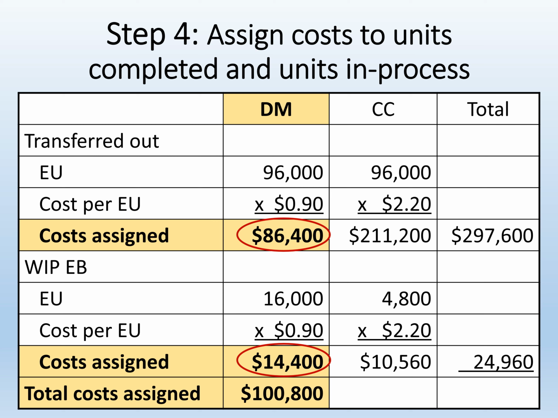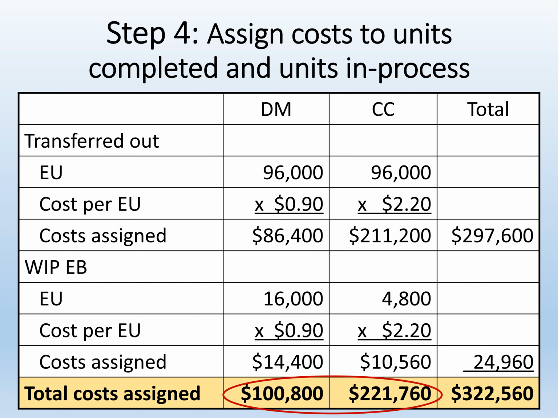We can check our work by adding the total direct materials costs assigned to the units that got finished to the total direct materials costs assigned to the units that didn't get finished, and that total must equal the total direct materials cost that we found in step 3. We can do the same thing for conversion costs. The total conversion costs assigned to the units that got done plus the total conversion costs assigned to the units that didn't get done must equal the total conversion costs that we computed in step 3.